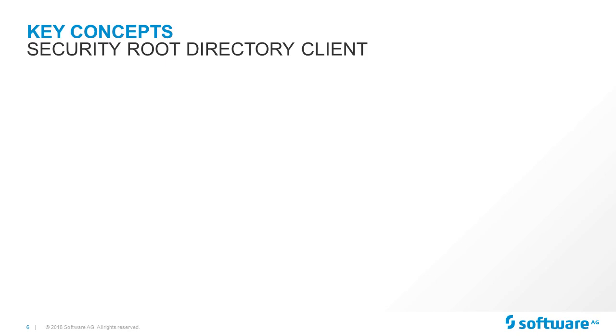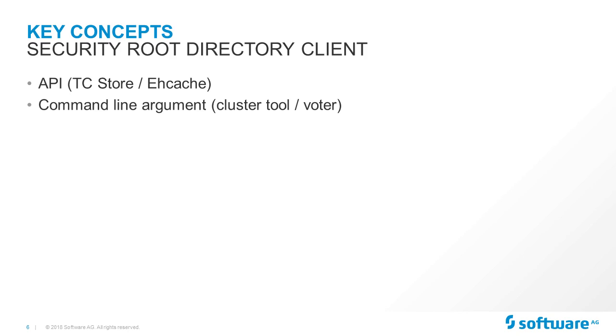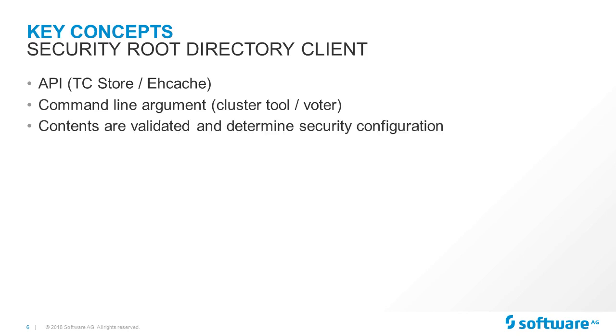On the client side, the security root directory is passed in via an API if you're using something like tcstore or ehcache, or via a command line argument if you're using a command line tool such as cluster tool or voter. And the contents of the security root directory are validated as being self-consistent and then used to determine exactly what kind of security configuration is being used to connect to the remote servers.